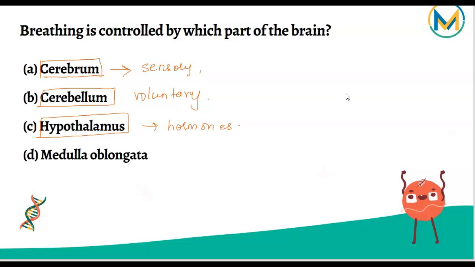So your answer is D, medulla oblongata, which is responsible for all the involuntary activity. It controls the involuntary activity, respiration, circulation, and even breathing. So D, medulla oblongata, is the correct answer.